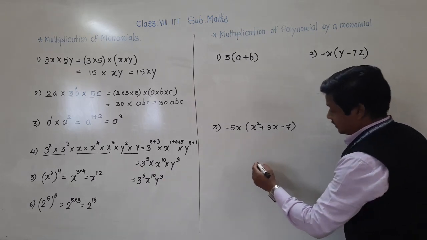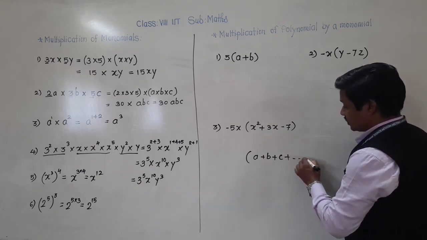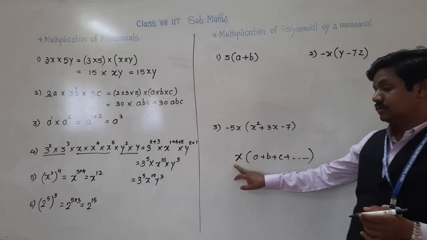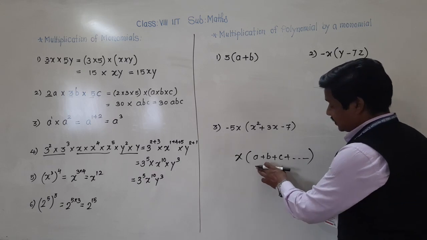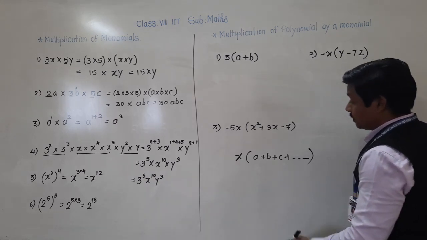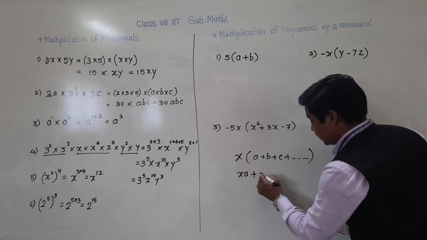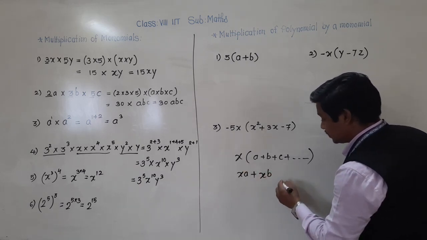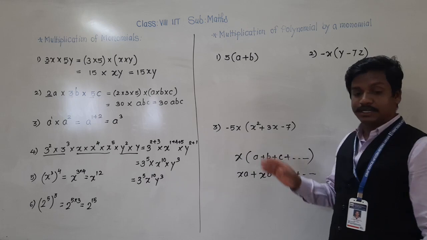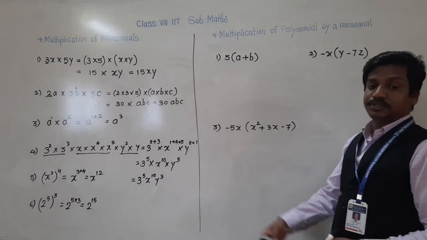A polynomial will be in this form: a plus b plus c, or dot dot dot, unlimited terms, and it will be multiplied by a monomial, only a single term. So at that time, how to multiply this? Here we can use the distributive law. The terms in the bracket can be distributed with the term which is outside the bracket. So x into a becomes xa, plus x into b, xb or bx whatever, plus x into c, xc, plus dot dot dot. In this way we have to multiply a monomial or polynomial by a monomial using the distributive law.